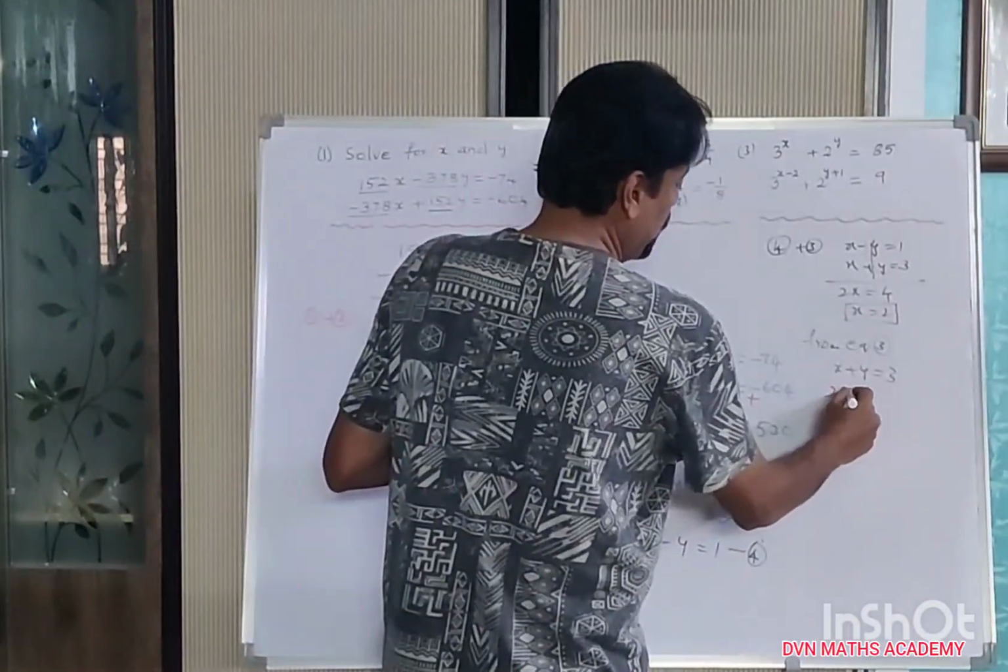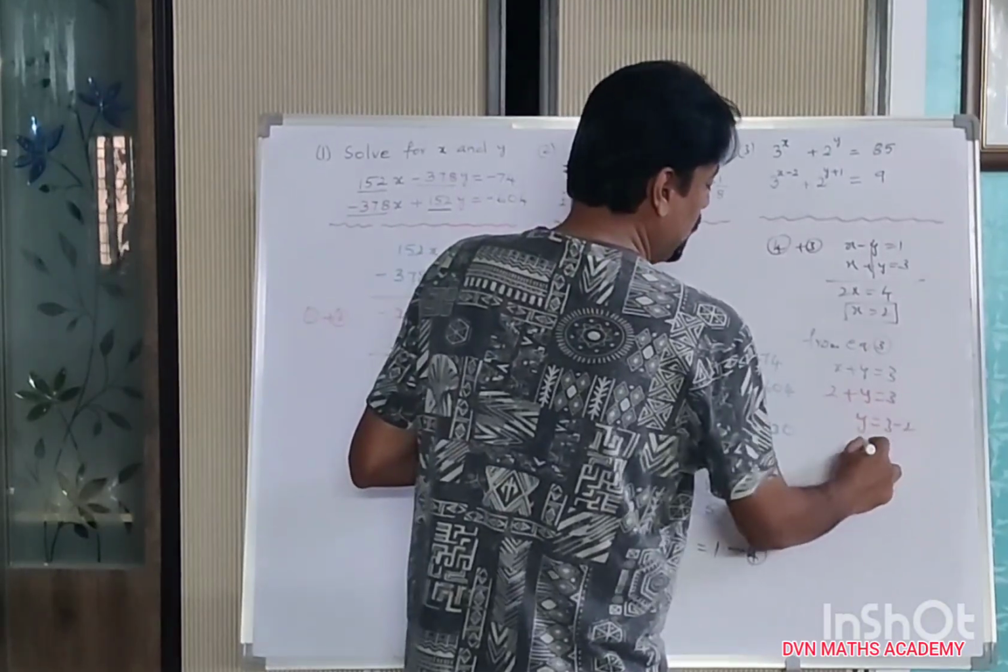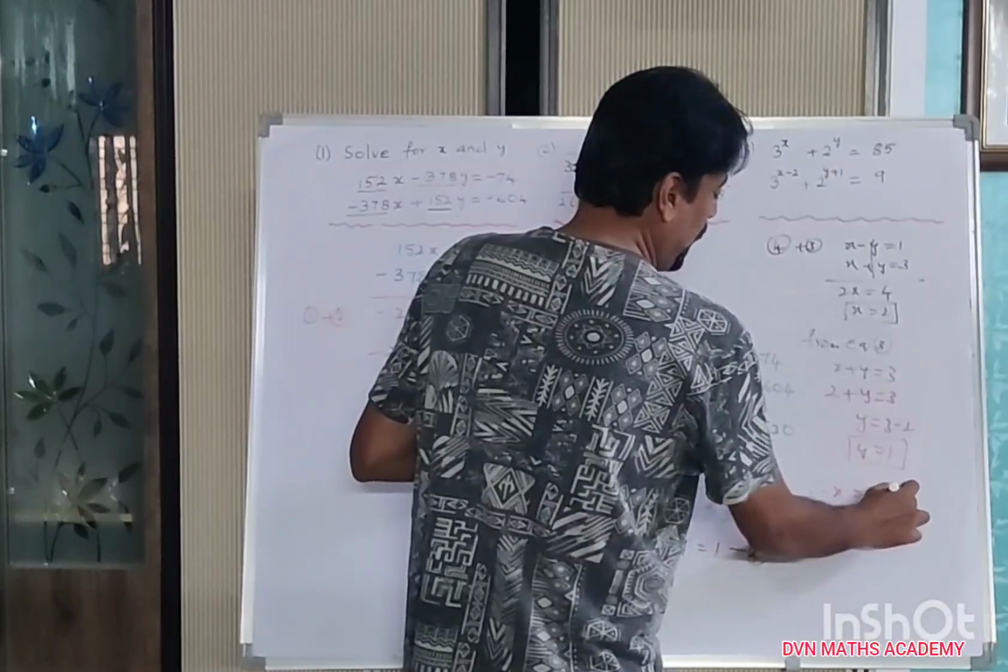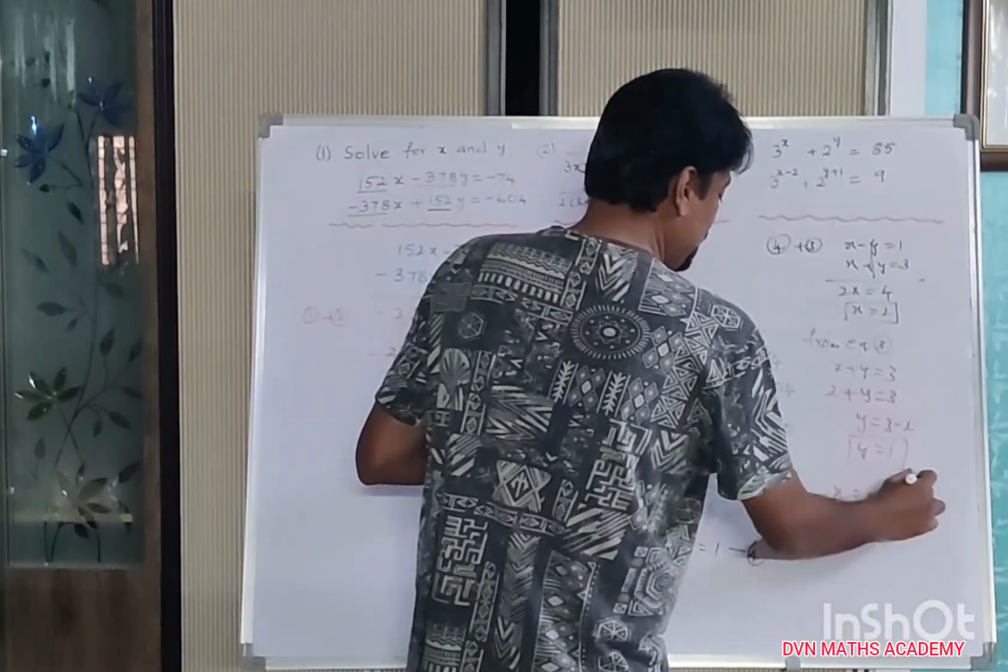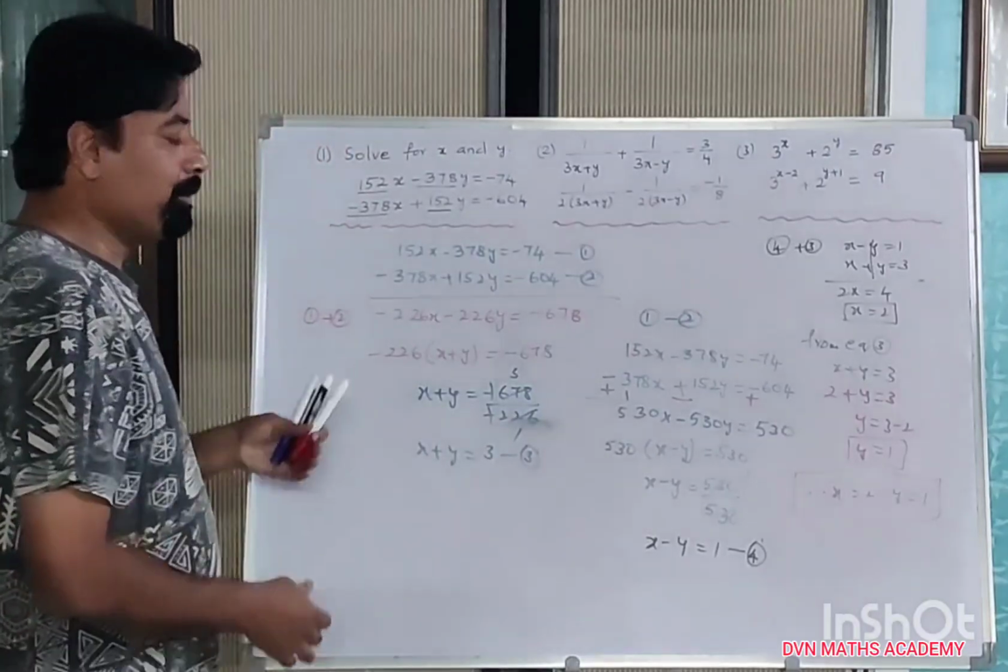I already got the x value, that is 2. If I substitute, 2 plus y is equal to 3, then y is equal to 3 minus 2. Therefore, y is equal to 1. Therefore, x is equal to 2 and y is equal to 1. So, this is the method to solve these types of questions. These types of questions are called special equations.